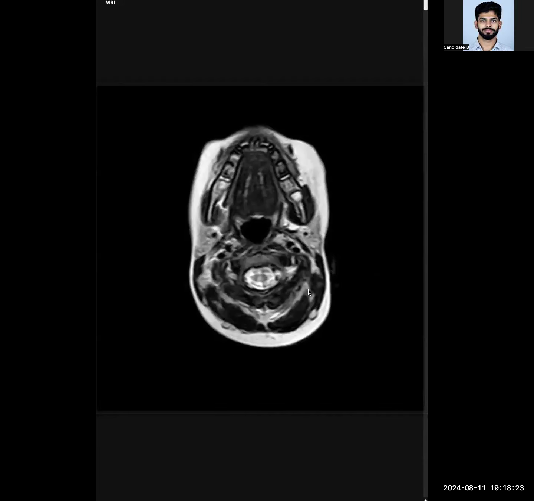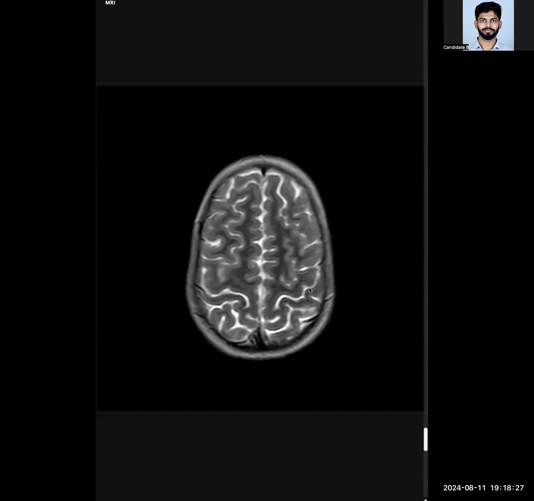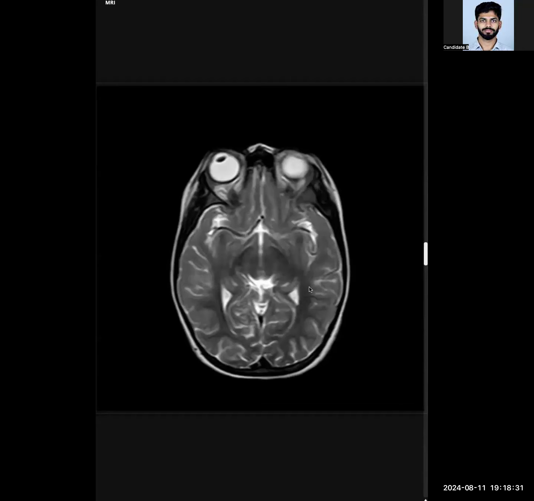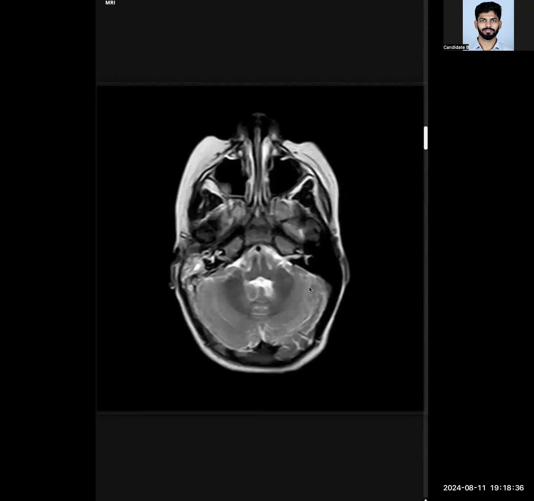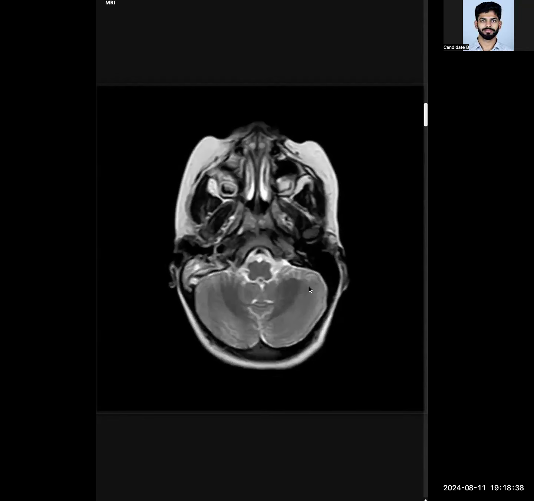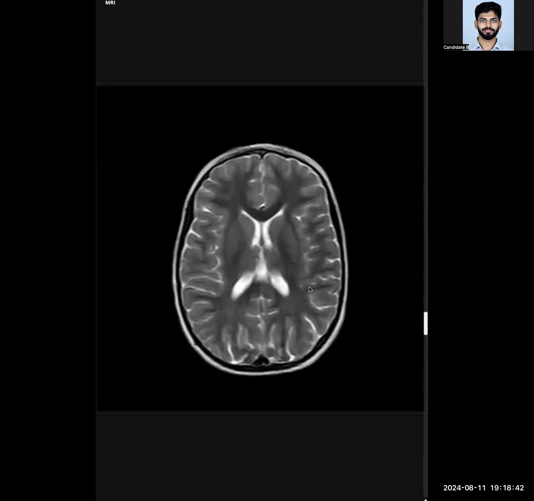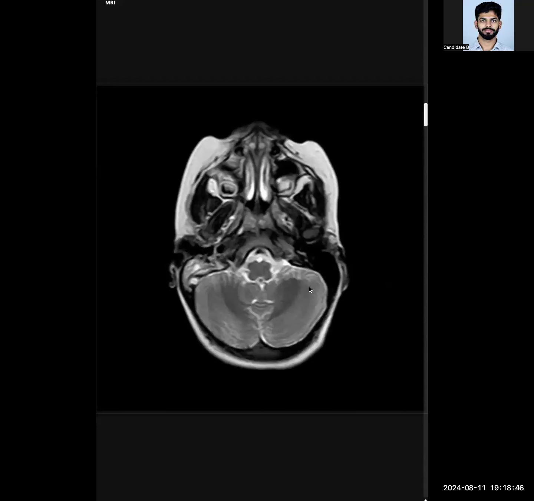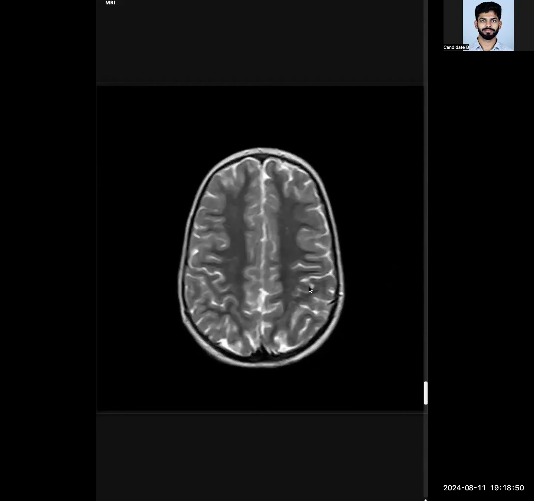Provided axial section MR images of brain. I will go from top to bottom of the images. In a first glance, I can see there is FLAIR hyperintensity, T2 hyperintensity involving the right mastoid cells. Other than that, I'm trying to see through the brain parenchyma.